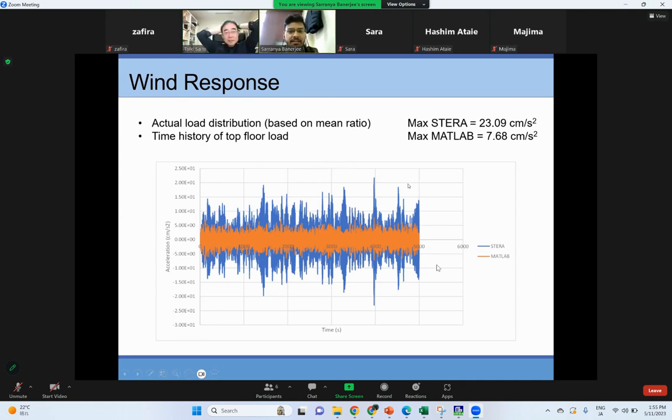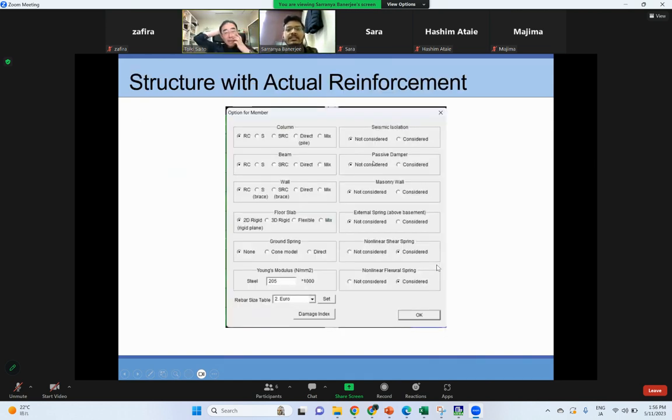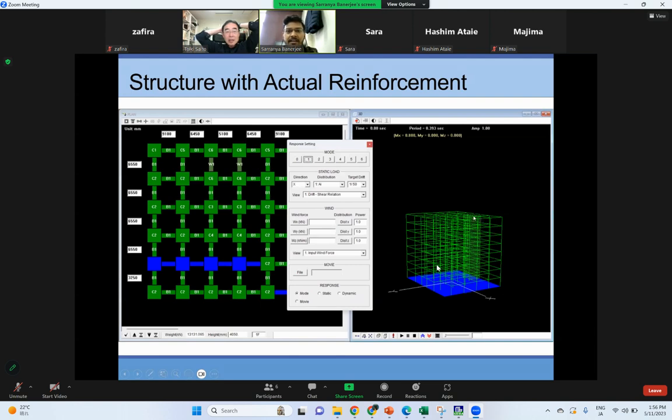The comparisons which I did to validate my Stera model: I also included the actual reinforcement details. Earlier, I only included the shapes of columns and beams. Now I also included the reinforcement, and I considered nonlinear shear spring and nonlinear flexural spring. Then I checked the time period of the uncontrolled structure. It is some 3.393, earlier it was somewhere around 3.7. So it has increased slightly.